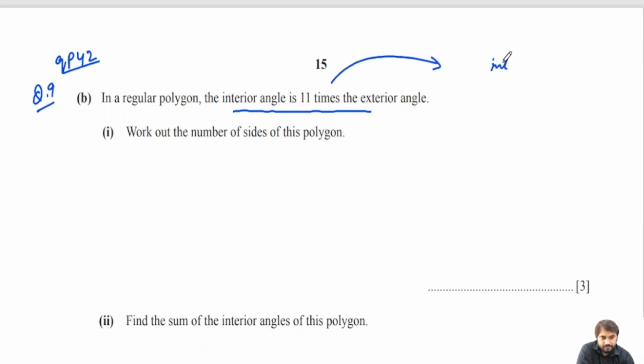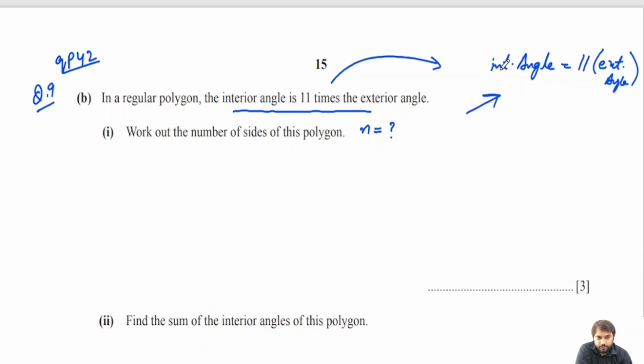Interior angle is equal to 11 times the exterior angle. This is the information. And what we need to find in part 1: work out the number of sides of this polygon. We need to calculate n. How can we do that? We have to use this information.